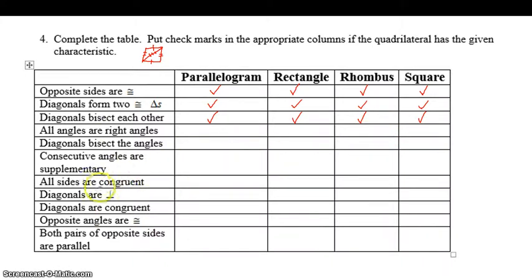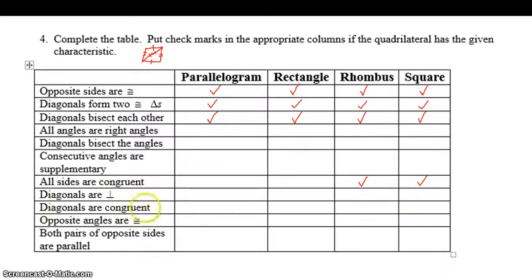So all sides are congruent. Well, that was not a characteristic or part of the definition of a parallelogram, so I'm not going to check here. Rectangle, nope. All sides are congruent was not part of its definition nor its characteristics, and it wasn't true for parallelogram either, so I'm not going to mark it here. And then rhombus, though, the definition of rhombus is that all sides are congruent. So that'll be a check there for rhombus. And square, that's part of the definition, is that all sides are congruent. Okay.